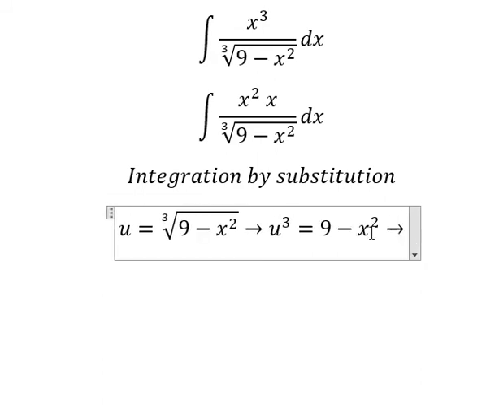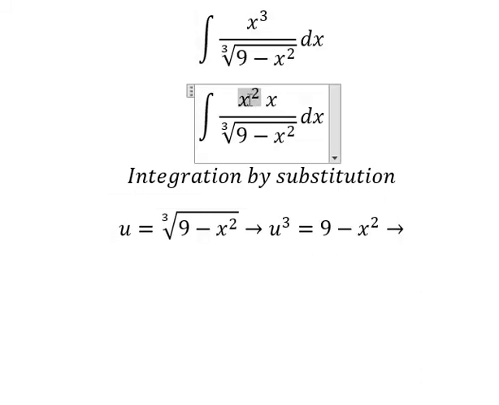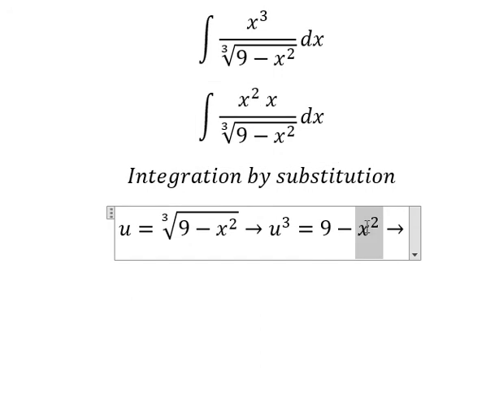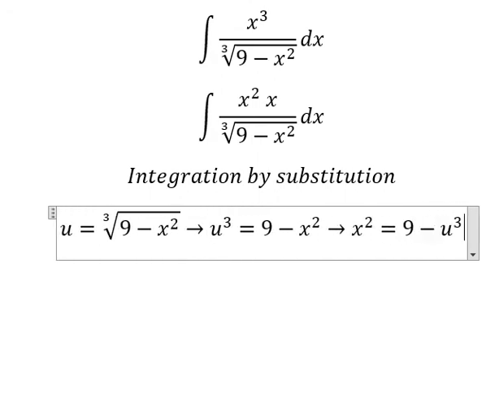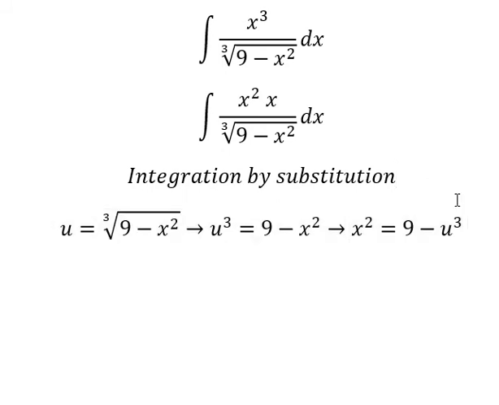Next, we know that we have x squared, so I will put this one to the left, and u to the power of 3 will go to the right. Next, we need to take the first derivative of both sides.